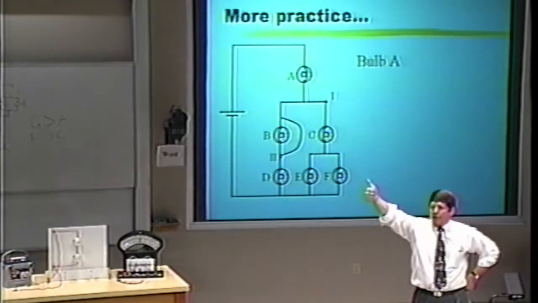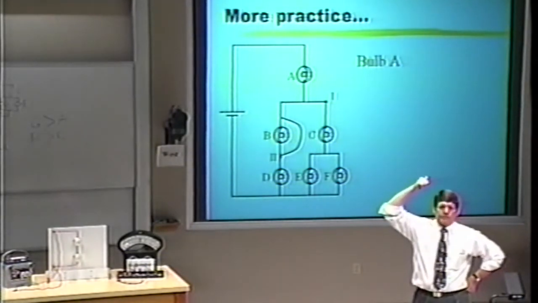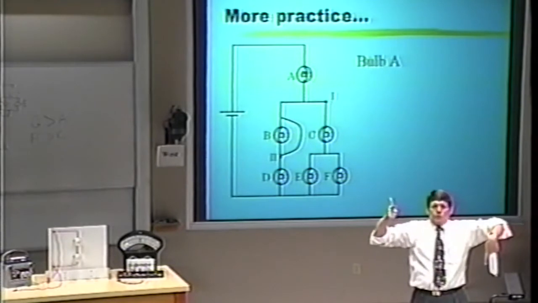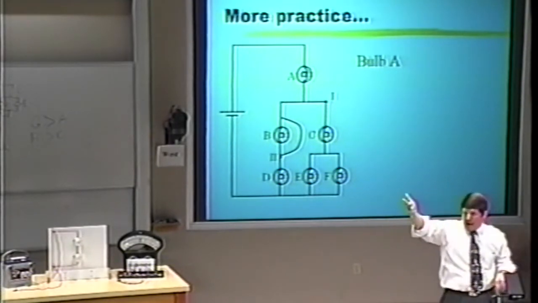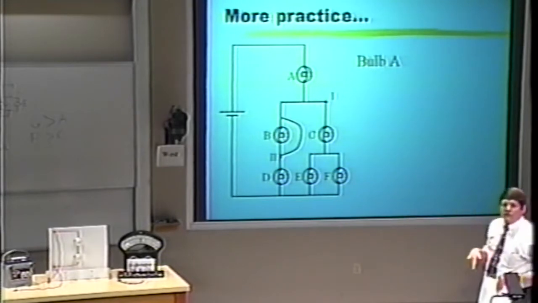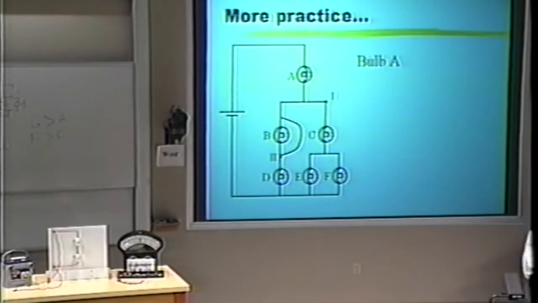I added a path. When I add a path, I do what to the resistance of the circuit? Goes down. When the resistance of the circuit goes down, the current, where, goes up? In the battery, the current in the battery. Why does that mean A gets brighter? A is an indicator bulb. All the current through the battery goes through A. A gets brighter.